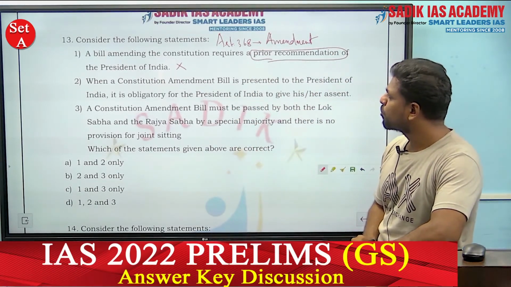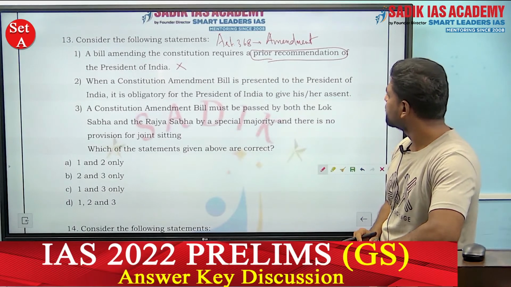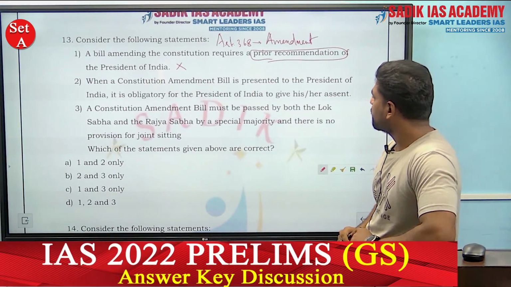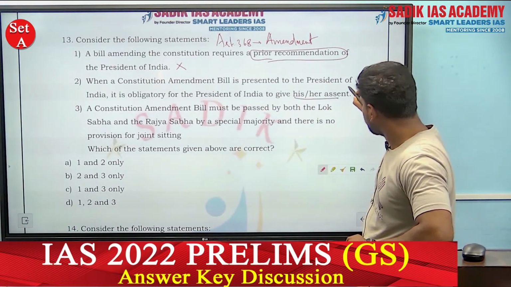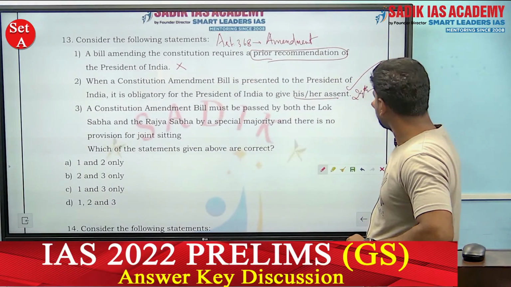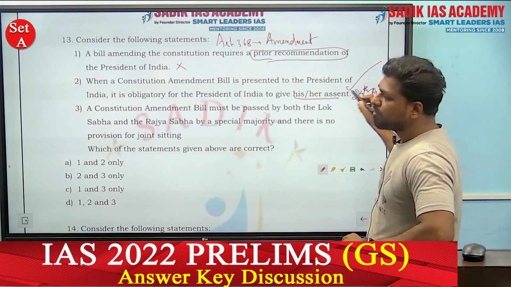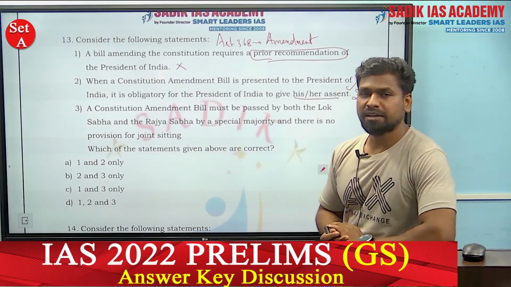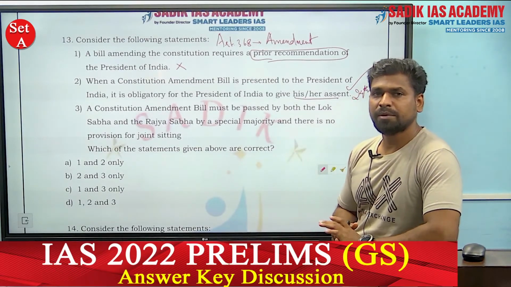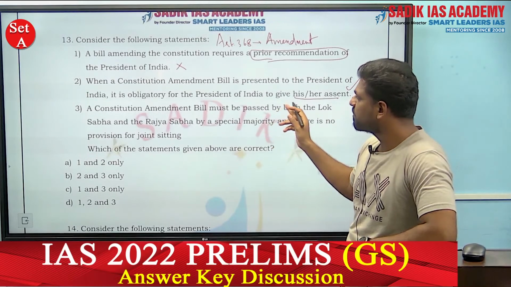What about statement number 2? When a constitution amendment bill is presented to the President of India, it is obligatory for the President of India to give his or her assent. This statement is true, because after the 24th Amendment 1971, the President is mandatorily supposed to give his assent to constitutional amendment bills. Therefore statement number 2 is right.